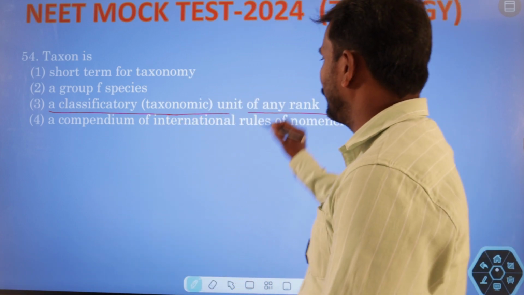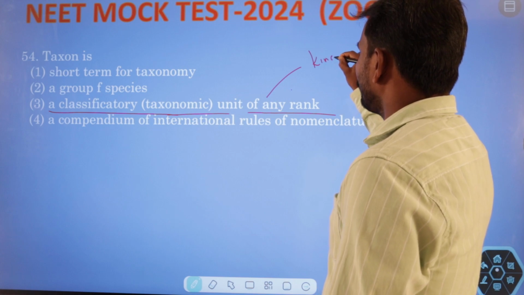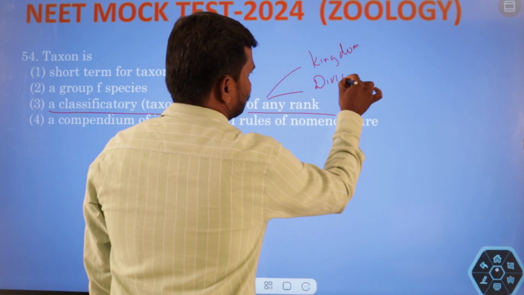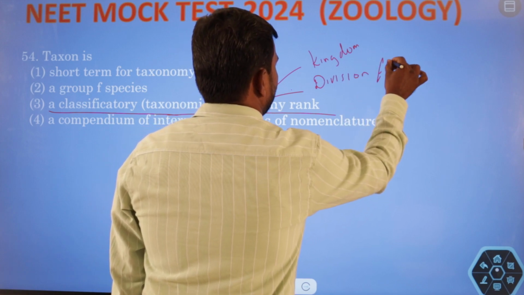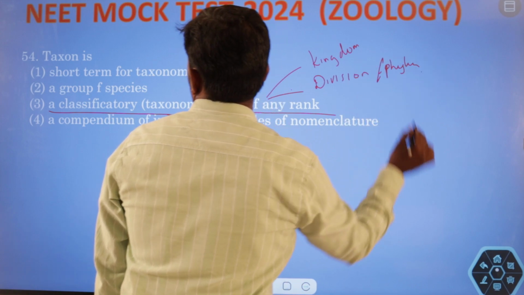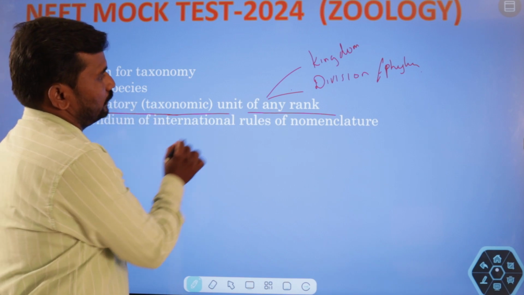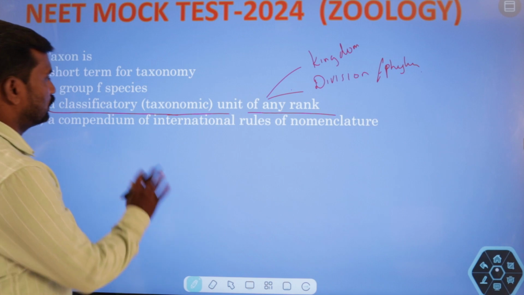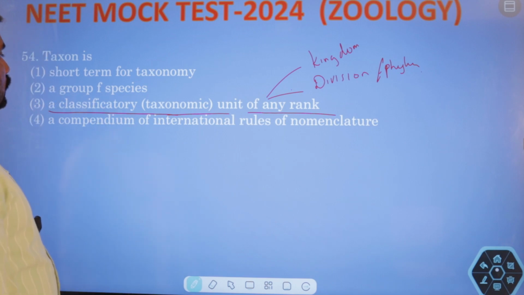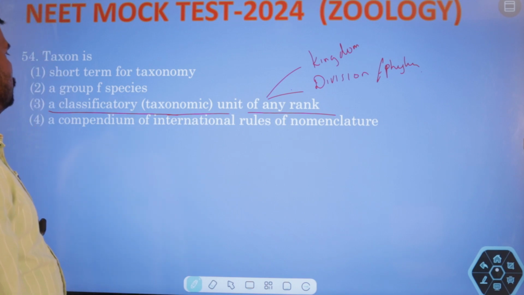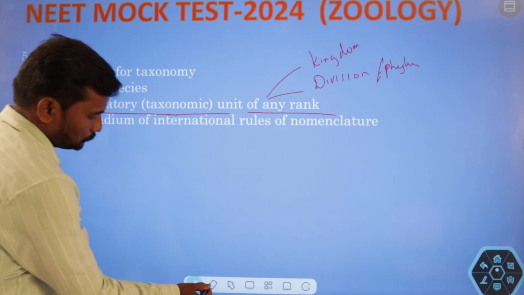For any kind of plant, a taxon may be the kingdom, or it may be the division or phylum. So we can say correctly that a taxon is the classificatory unit of any rank. The statement that it is a compendium of the international rules of nomenclature is not a correct answer. So the correct answer is 3.